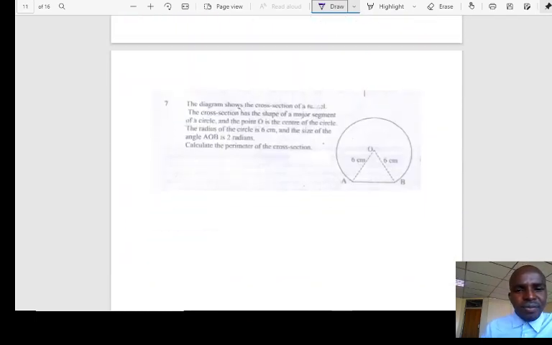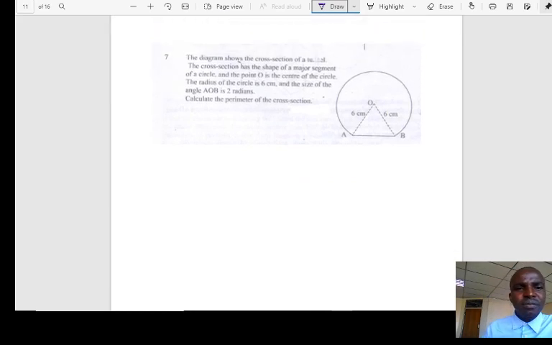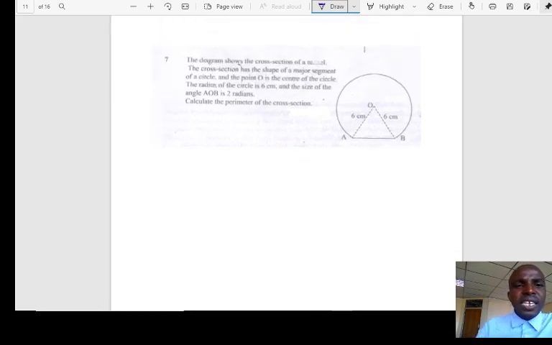Then next, question number 7. The diagram shows the cross section of a tunnel. The cross section is the shape of a major segment of a circle, and the point O is the center of the circle. The radius of the circle is 6 centimeters, and the size of the angle AOB is 2 radians. Calculate the perimeter of the cross section.